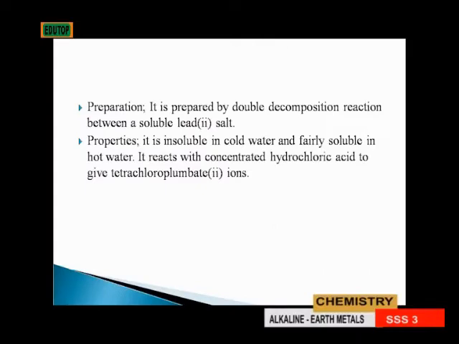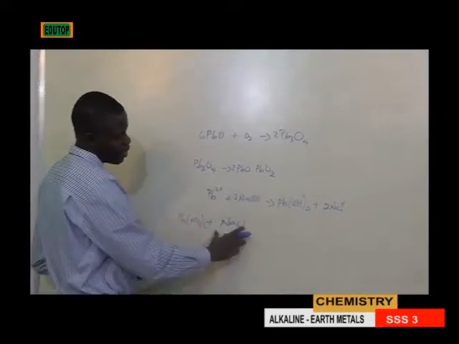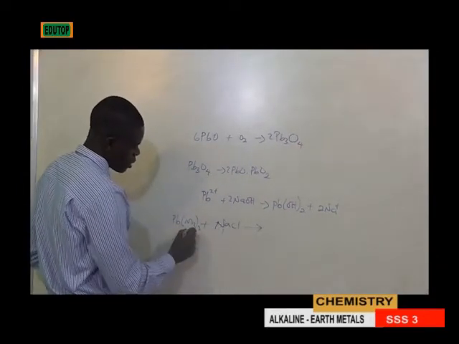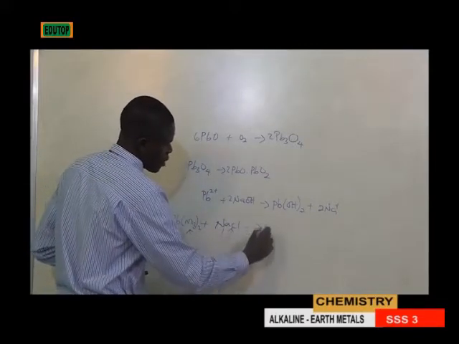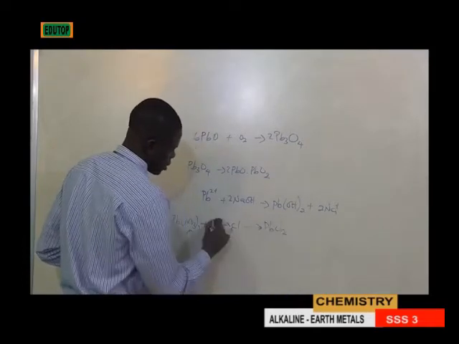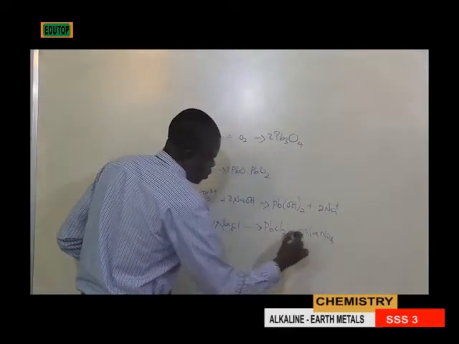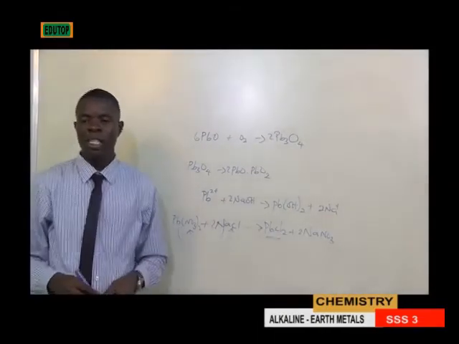Preparation. It is prepared by double decomposition reaction between a soluble lead 2 salt and sodium salt. This is lead nitrate and this is sodium chloride. Double decomposition means these combine with this, while this combines with this, and here you have lead chloride plus sodium nitrate. So this is the compound of interest, which is lead 2 chloride being formed in the process.